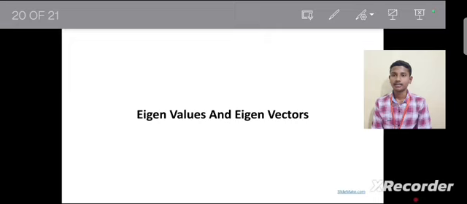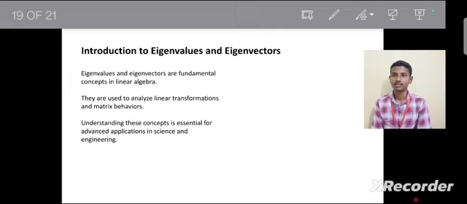Today's topic is about eigenvalues and eigenvectors. Introduction to eigenvalues and eigenvectors. Eigenvalues and eigenvectors are fundamental concepts in linear algebra. They are used to analyze linear transformations and matrix behaviors. Understanding these concepts is essential for advanced applications in science and engineering.